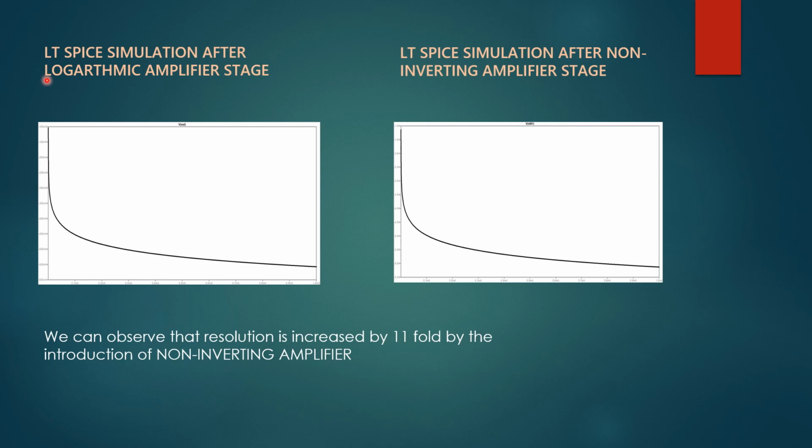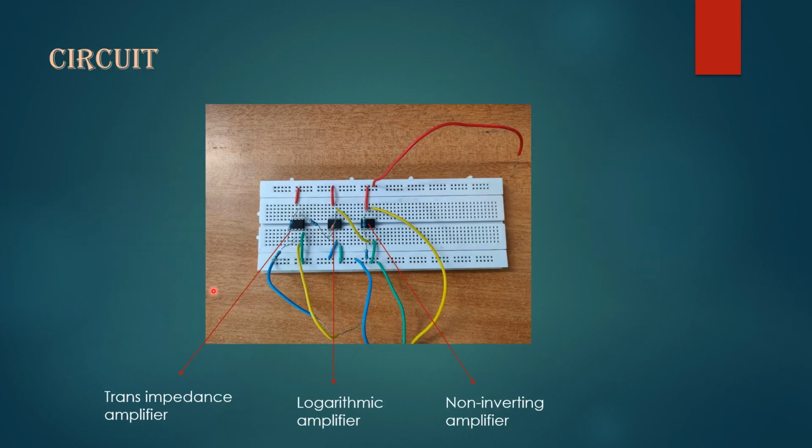As mentioned, we can see that the output of the logarithmic amplifier provides a greater resolution in terms of output voltage versus input current for the smaller range of input current. And then when we use a non-inverting amplifier as the third stage, we further increase the observed output voltage 11 times, thus giving us even better resolution. This is the physical circuit implemented as shown according to the previous layouts, consisting of the three stages: the transimpedance amplifier, logarithmic amplifier, and the non-inverting amplifier.